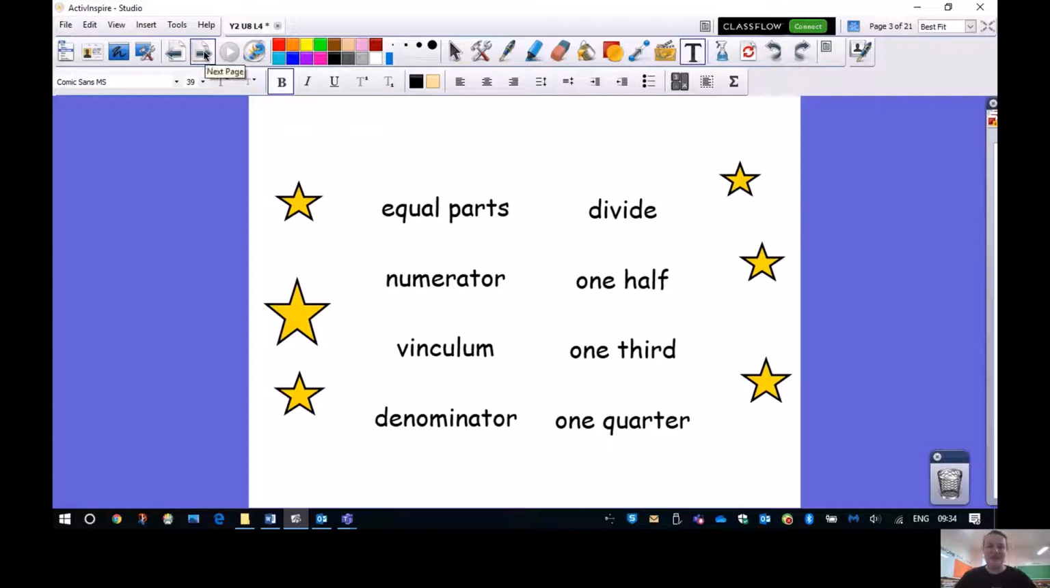Let's go through our star words. We've got equal parts. We know that when we find a fraction of an amount or of a shape, that each part must be equal, which means it must be the same. Divide means share equally. Numerator, that's how many parts there are out of my whole. And my whole is my denominator.